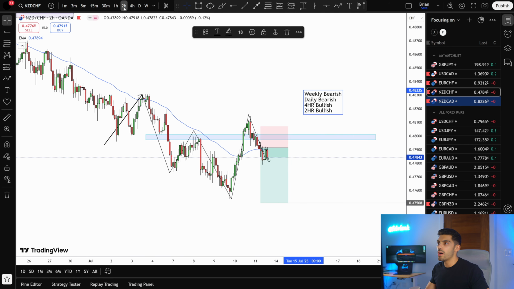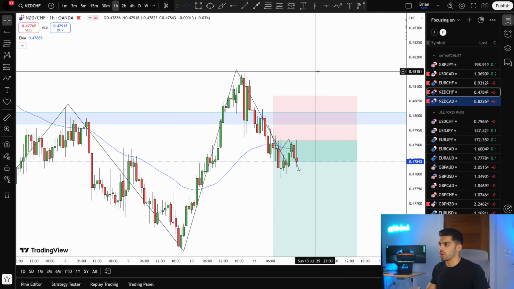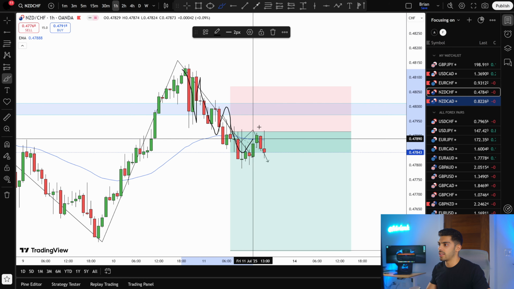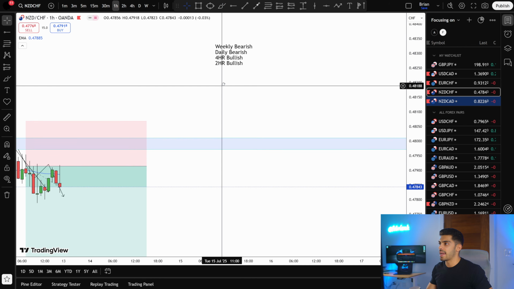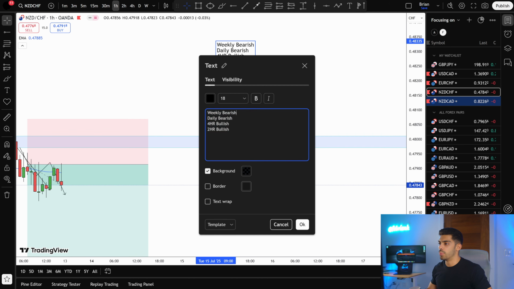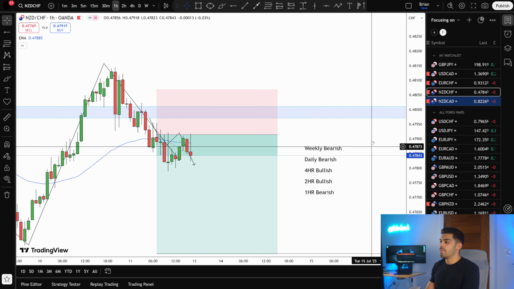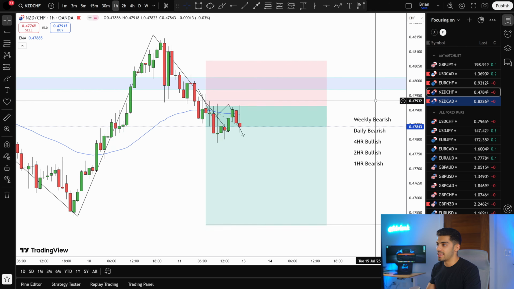If we go on the 1-hour time frame and we zoom in, I would say this one is more on the bearish side, because since this point right here, we've been making consistent lower lows. So I would say the 1-hour time frame is actually, in this case, bearish. So in this scenario right here, we see that the weekly's bearish, the daily's bearish, the 4-hour is bullish, the 2-hour is bullish, and the 1-hour time frame is bearish.